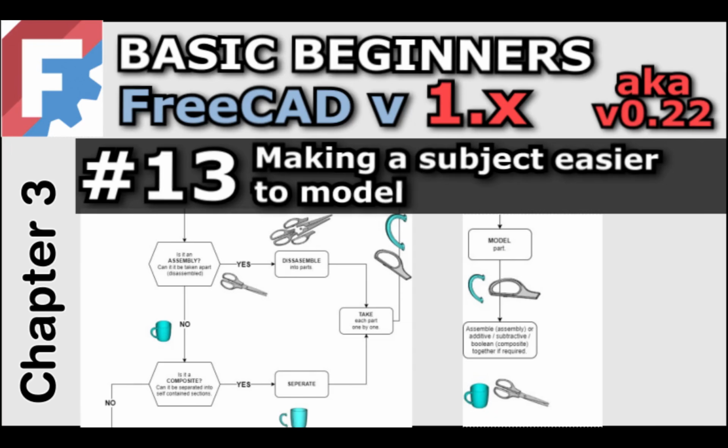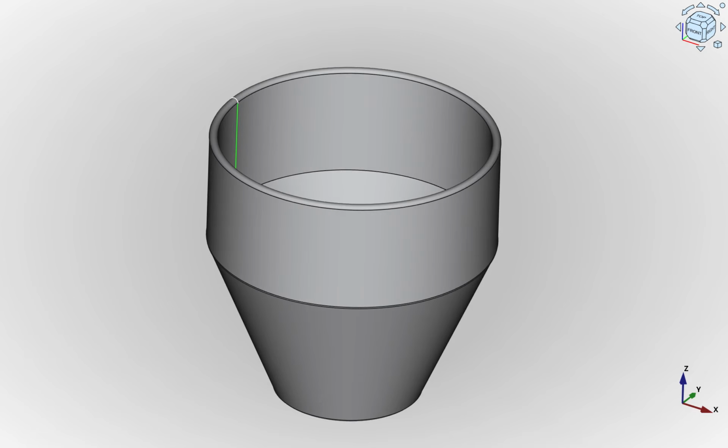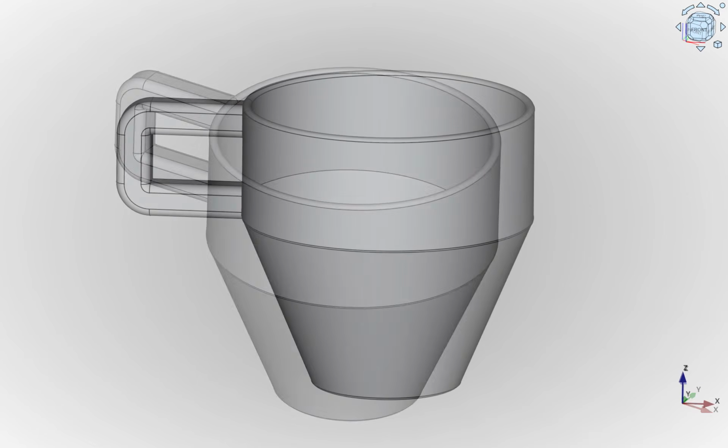Welcome back to the Basic Beginners FreeCAD course. I will help you understand the process of modeling real-world objects in FreeCAD, along with practical exercises to help you on the way. In the previous exercise, we gained an understanding of how to tackle more complex subjects. We used the example of a mug, first simplifying and breaking it down into separate components to identify the necessary CAD operations required to build it.